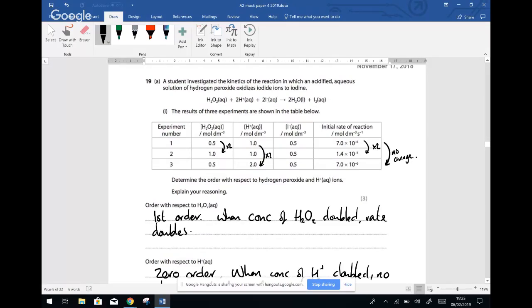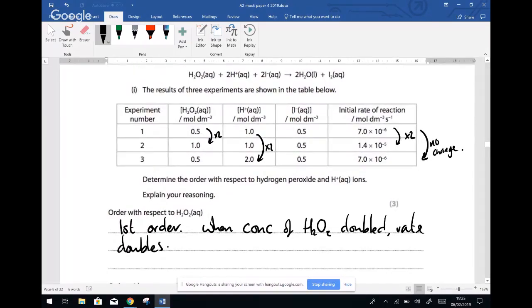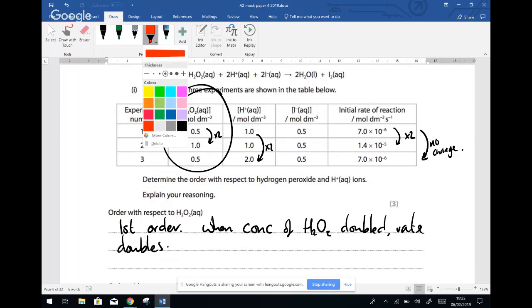Okay, you can see we're working out here. It's given our usual table. Give the order with respect to H2O2. So I found H2O2, there's my column, and I said, right, what's happened here? Right, they've doubled it here. I'm going to change that to a yellow highlighter. They've doubled it here, but this and this have stayed the same. So if you've doubled it, what's happened to the rate? It's doubled. So it's first order. First order, when concentration of H2O2 is doubled, rate doubles.